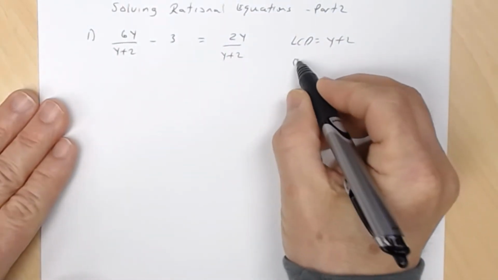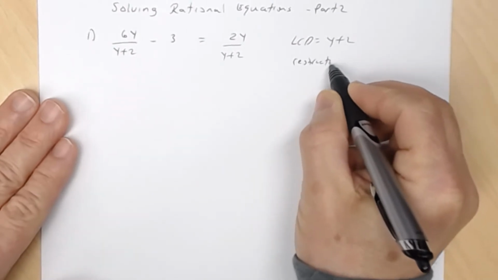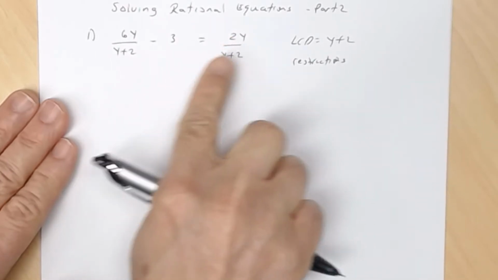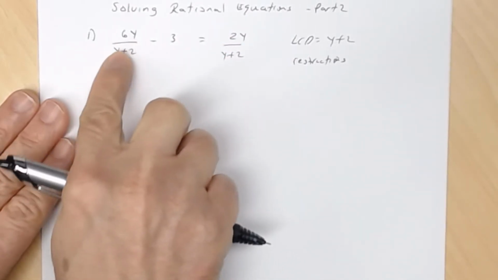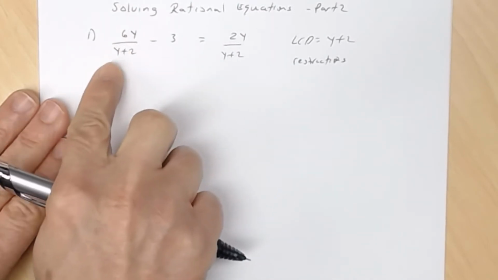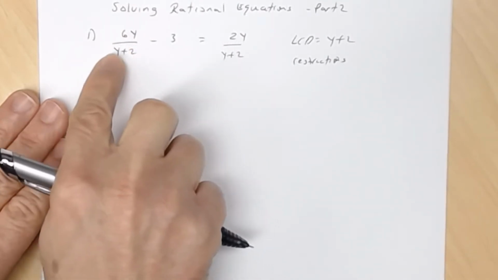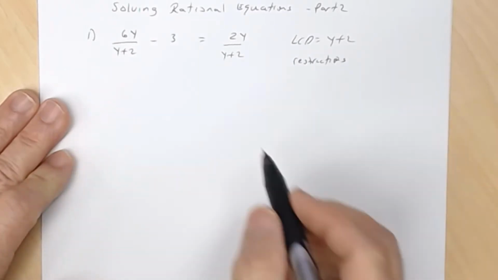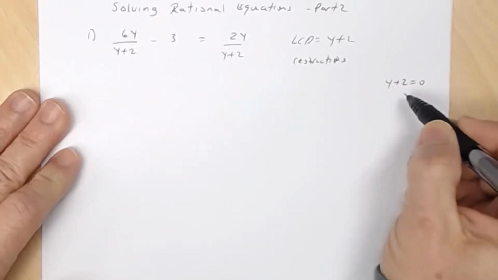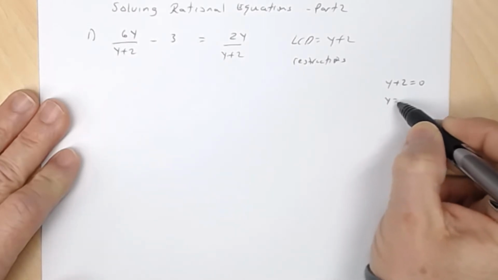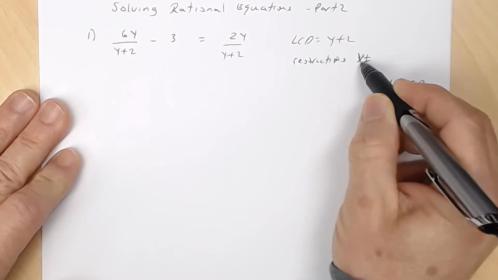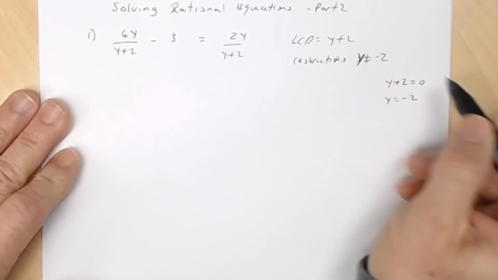Let's find out what the restrictions are. The restrictions are what makes each expression undefined. If I look at y plus 2 here, remember this rational expression is undefined when the denominator is 0. So ask yourself, where is y plus 2 equal to 0? Well, y plus 2 is equal to 0 when y equals negative 2. So that's one of your restrictions: y cannot equal negative 2.